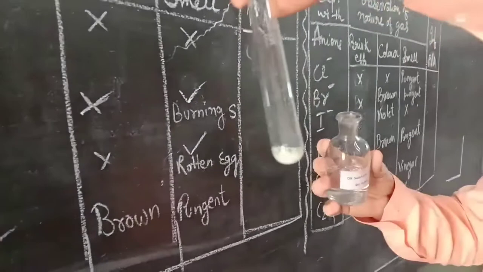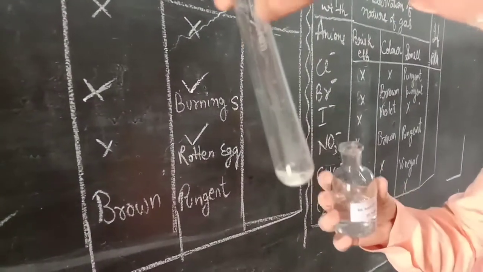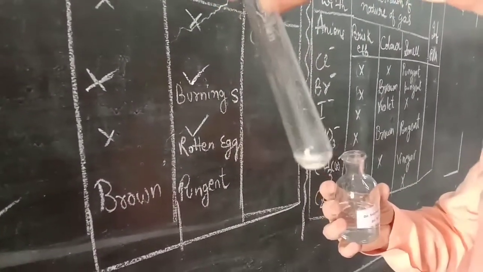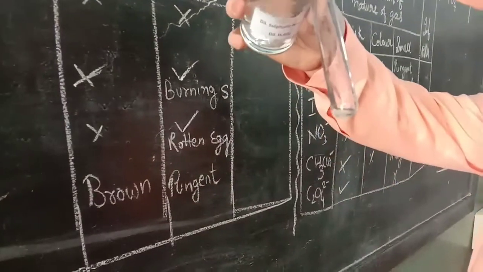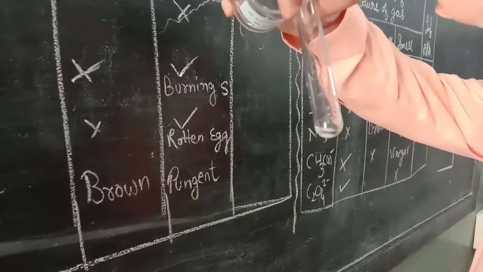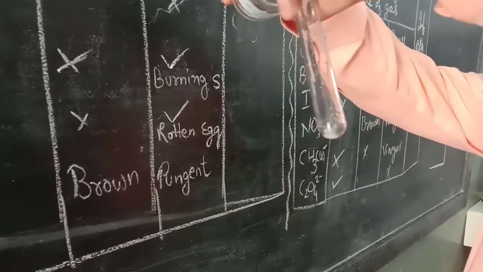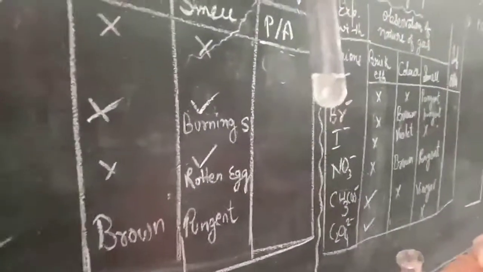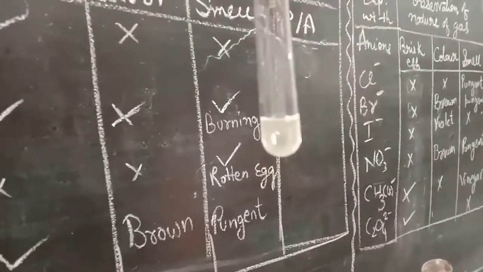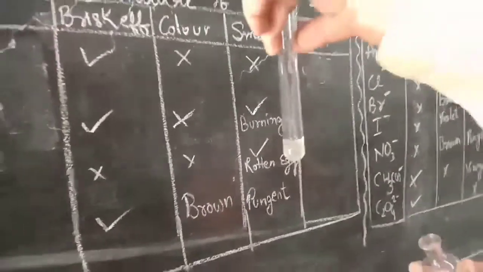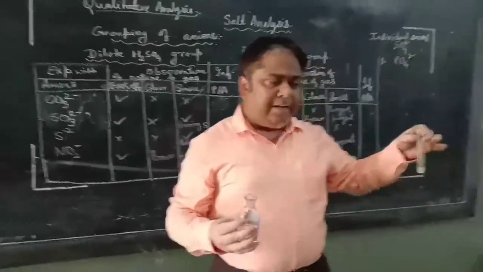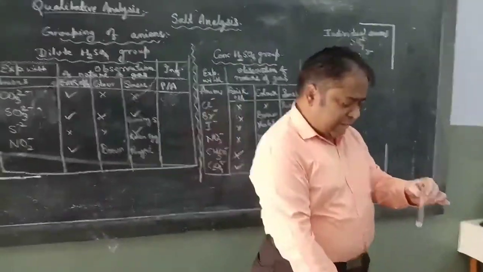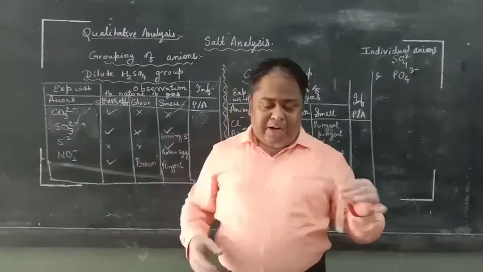See the brisk effervescence. The brisk effervescence is more prominent than the carbonate even. And see, it is becoming soluble. Carbonate was not becoming soluble, but sulfite is becoming soluble in H2SO4. This is also one difference, and you can clearly make difference between the carbonate and sulfite. The type of smell which I am getting is of burning sulfur.